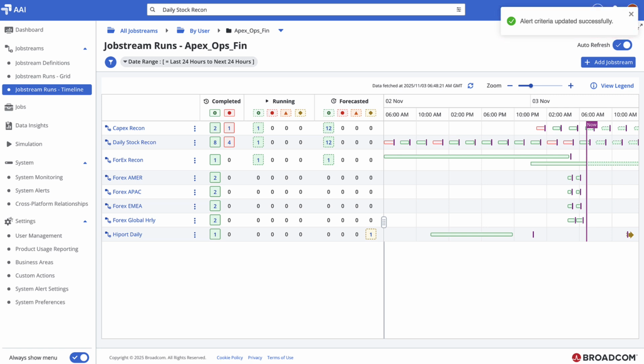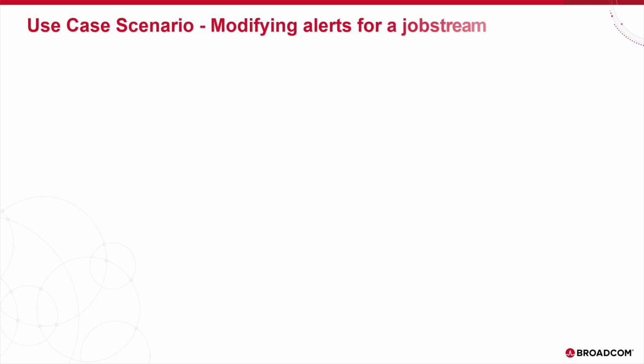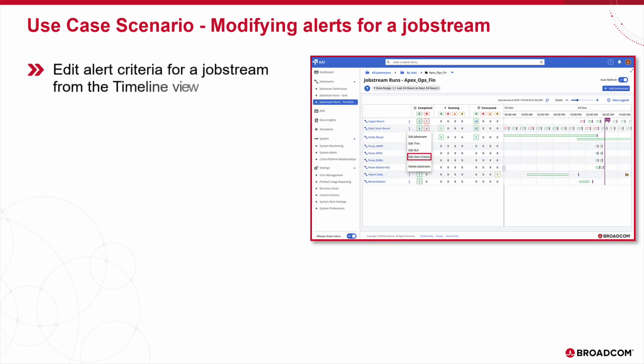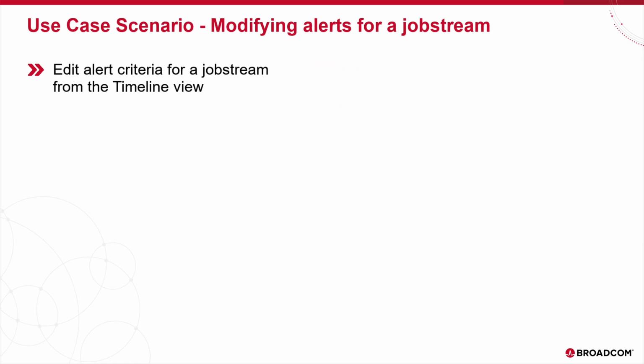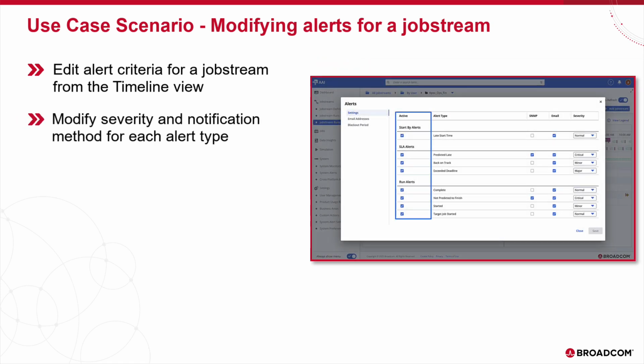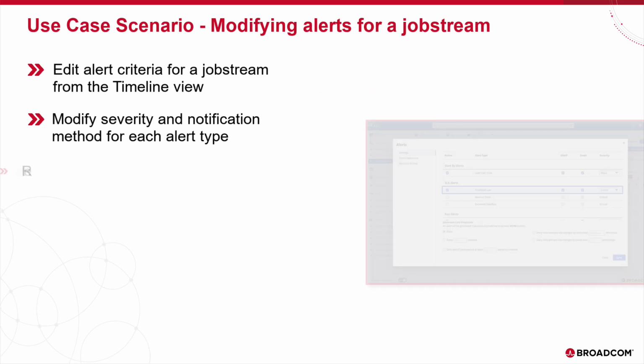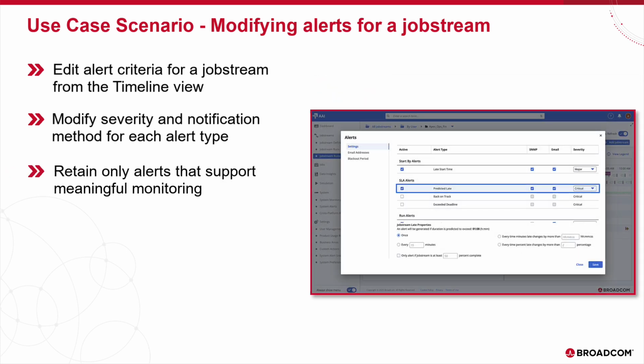With that, we conclude this use case scenario on editing alert settings for a job stream to reduce noise. Before we wrap up, let's have a quick recap of what we learned from this scenario. In this video, we learned that you can edit alert settings for an existing job stream from the Job Stream Runs timeline view. You can evaluate and modify alert types, severity levels, and notification methods. Retain only meaningful alerts that support efficient monitoring.